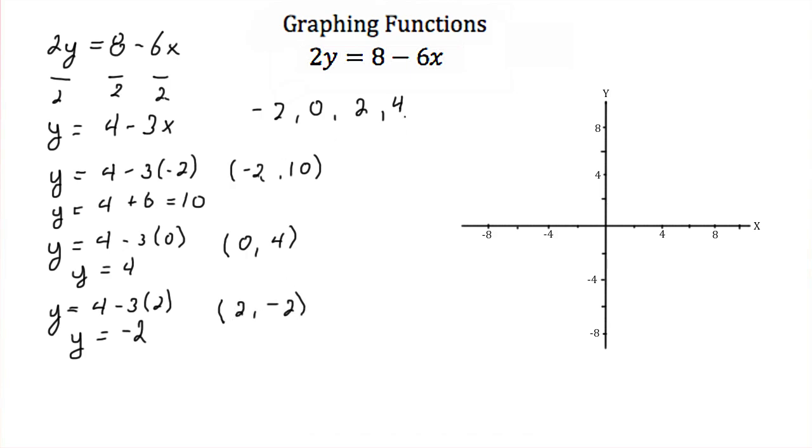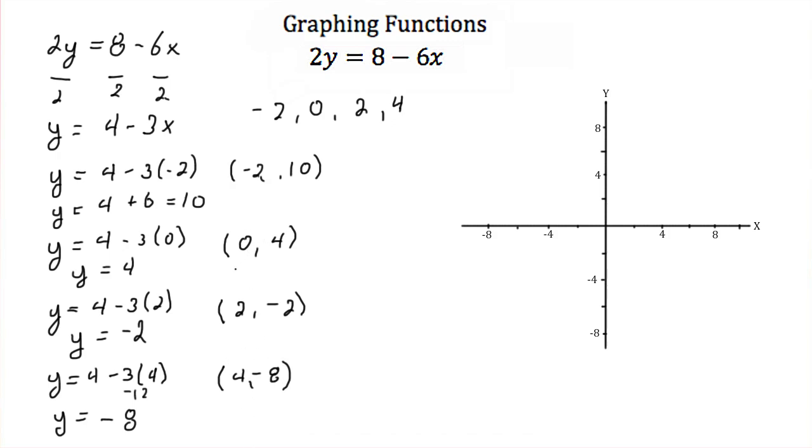And then lastly, y is equal to 4 minus 3 times 4. Plug in the 4 for x. And we get y is equal to 4 minus 12, which is negative 8. So our last point will be 4, negative 8.